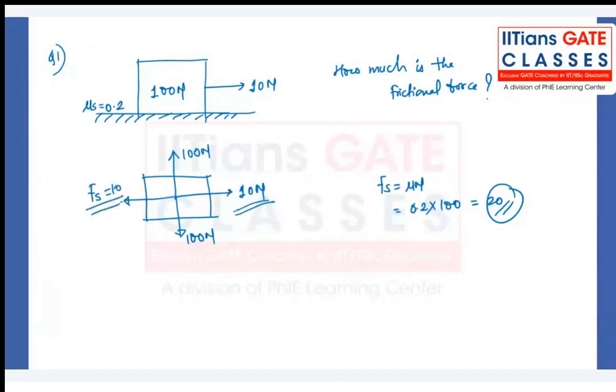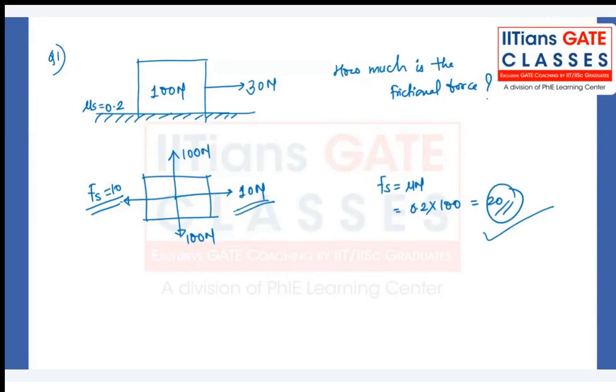Are you getting it? If I ask this question, let's say 30 Newton is the force applied, what is the frictional force in that case? Can you tell me the answer now? If 30 Newton is the applied force, then 20 is the correct answer, because our applied force is more than 20, but the maximum frictional force can reach up to 20 Newton itself. I hope you are getting it.